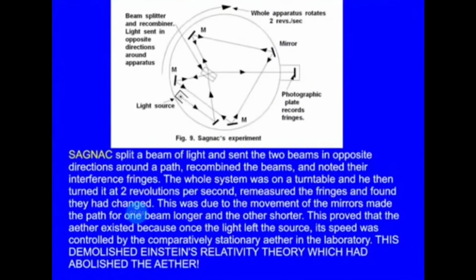Sagnac split a beam of light and sent the two beams in opposite directions around a path, recombined the beams and noted their interference fringes. The whole system was on a turntable, and he then turned it at 2 revolutions per second, remeasured the fringes and found that they had changed. This was due to the movement of the mirrors, which made the path for one beam longer and the other shorter. This proved that the ether existed, because once the light left the source, its speed was controlled by the comparatively stationary ether in the laboratory.